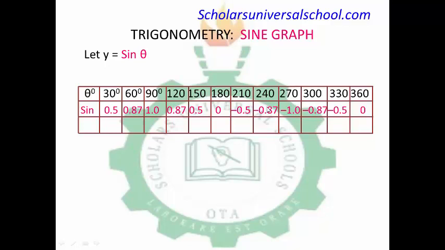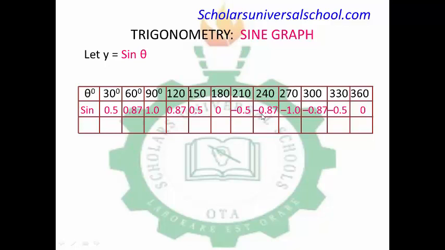If we proceed to 240 degrees, 240 degrees is still in the third quadrant, and you now see that if you subtract 180 degrees from this 240 degrees, you have 60 degrees left. That is the acute form.